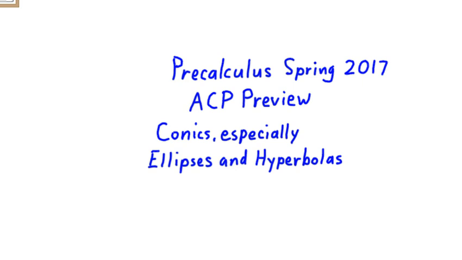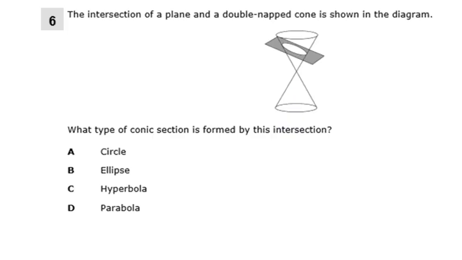This is the Precalculus Spring 2017 ACP preview, and this is over conics, especially ellipses and hyperbolas. This first problem is a conics conceptual problem. The intersection of a plane and a double napped cone is shown in the diagram. What type of conic section is formed by this intersection?